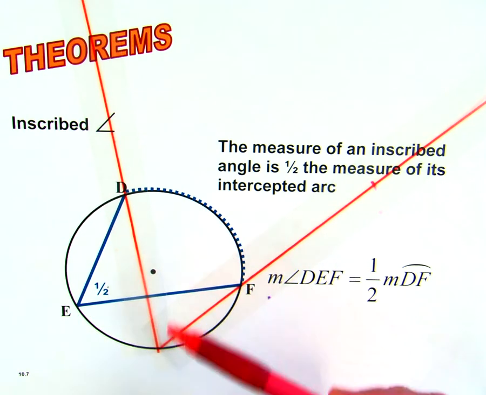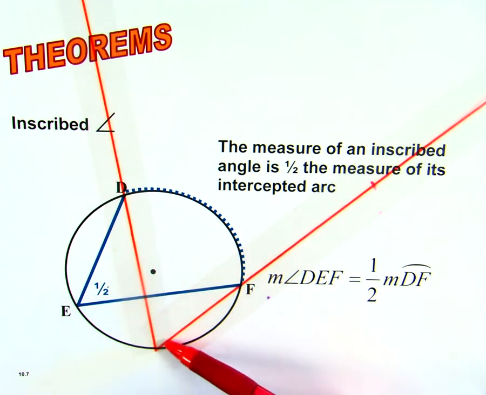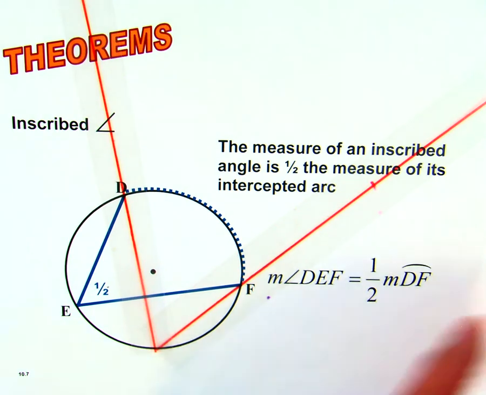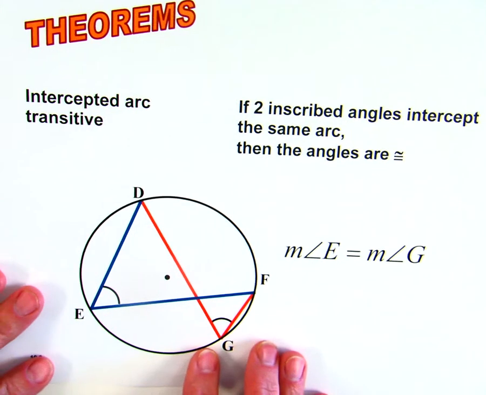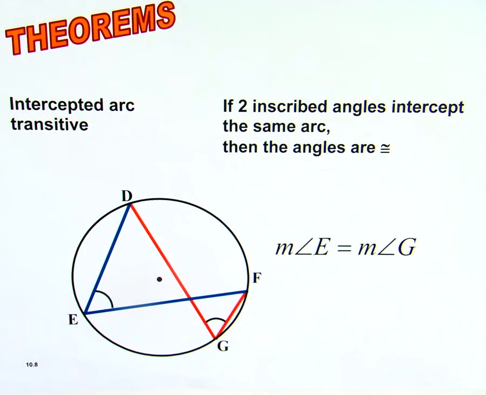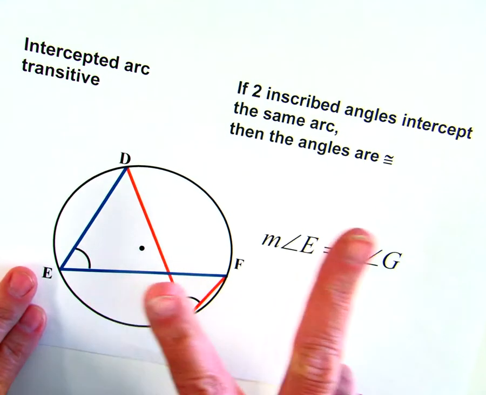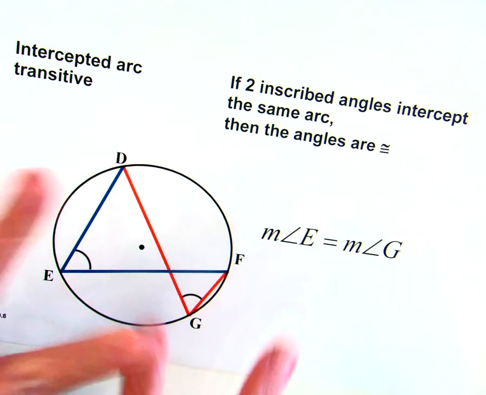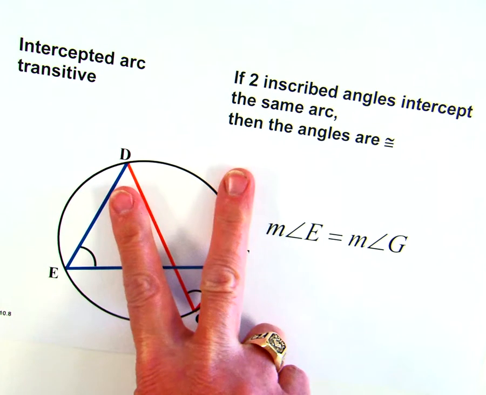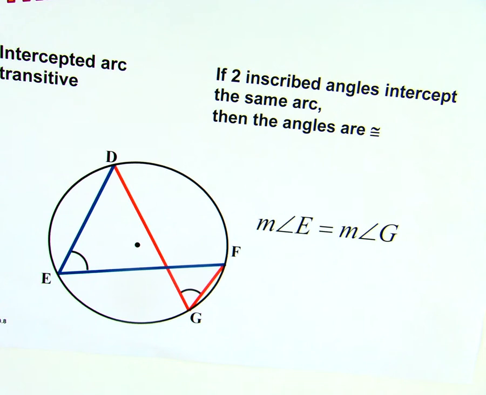Half of the same thing means equal to each other. A little bit of transitive property going on here. So this angle opens to the same place that this angle opens. There we go. Therefore, they're equal to each other.